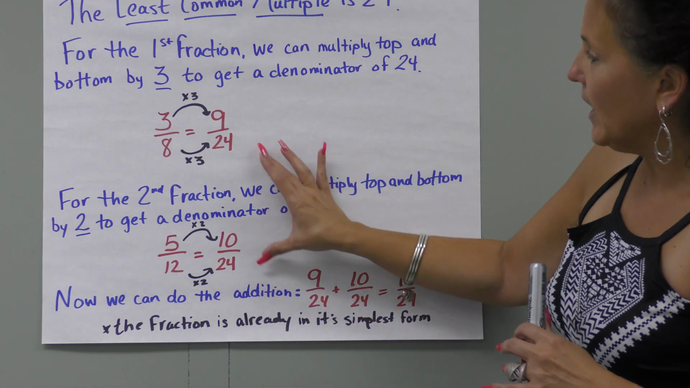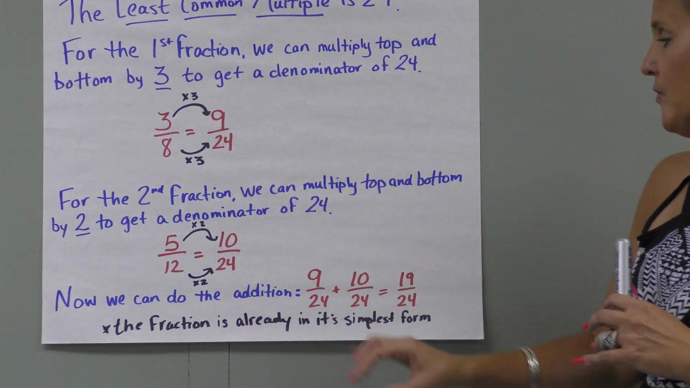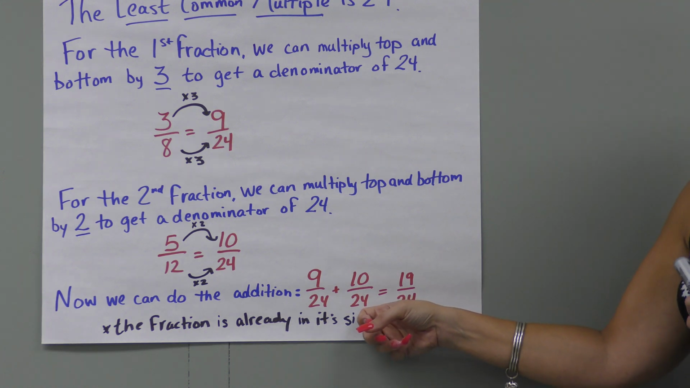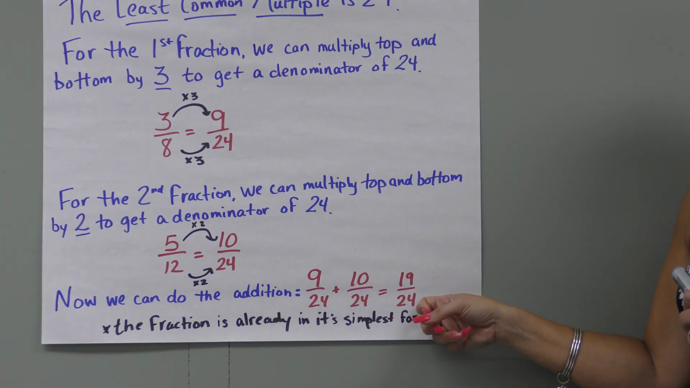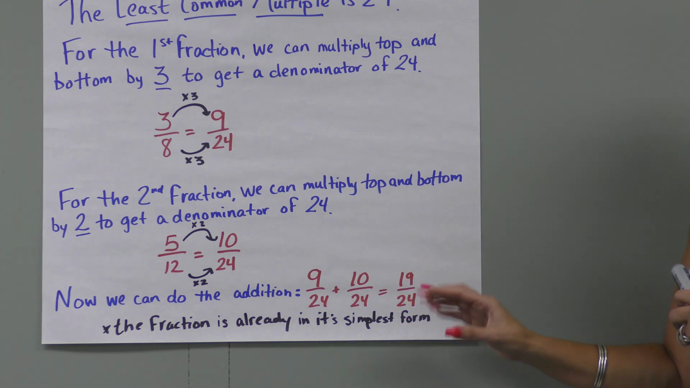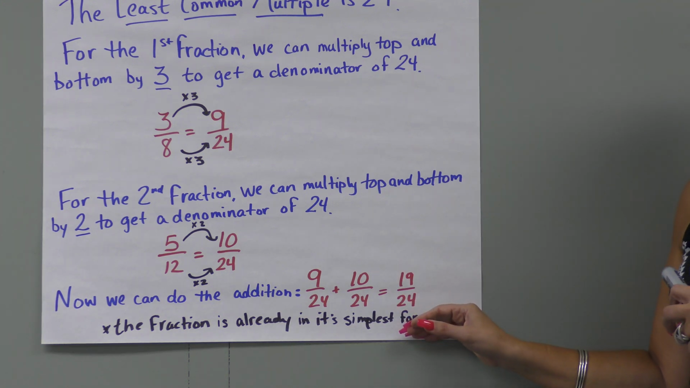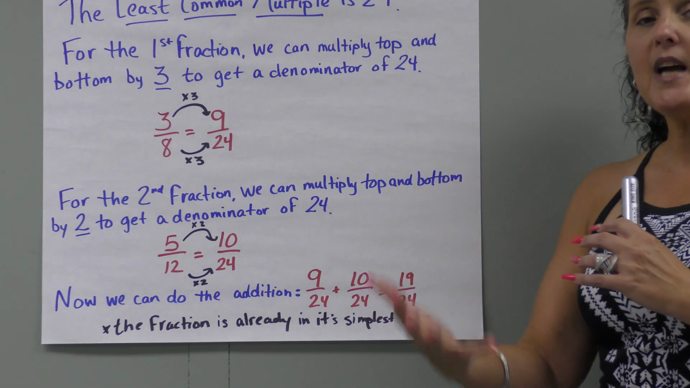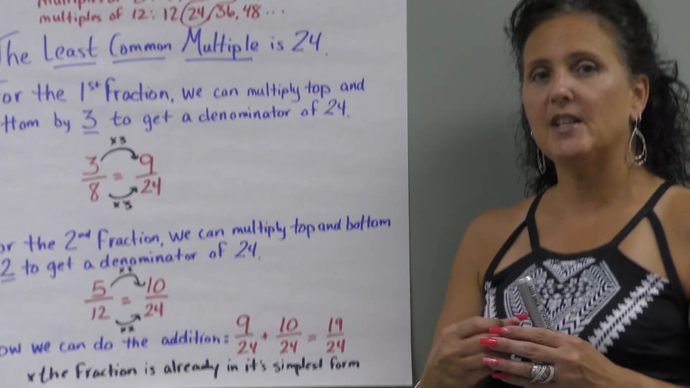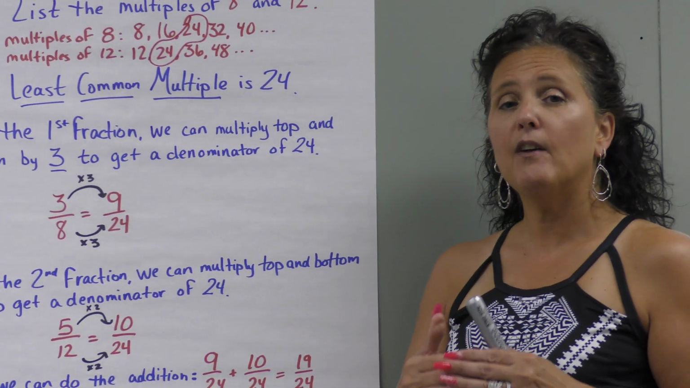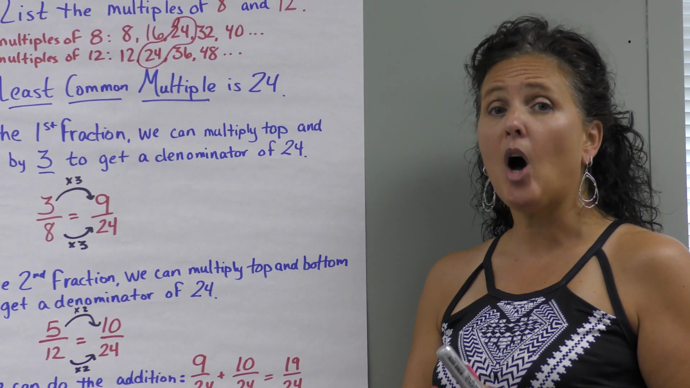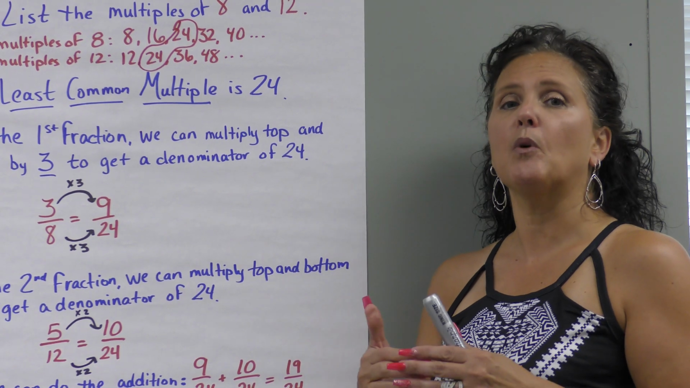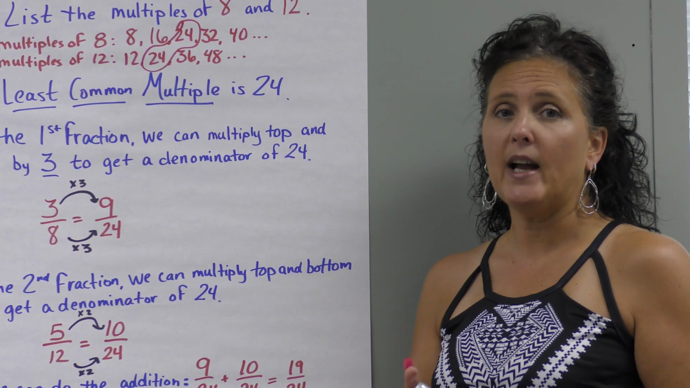Now, since we have like denominators, we can add those fractions. So we add our 9/24 to our 10/24, and we get 19/24. This is already in its simplest form. We cannot reduce this fraction any farther. So that would be our final answer. So I wanted you to get from this whole entire lesson that if we're adding fractions, they have to have the same denominator. If they do not, you have to find the least common denominator, make both of the fractions match, and then you can add the top numbers with that least common denominator to get the correct answer.